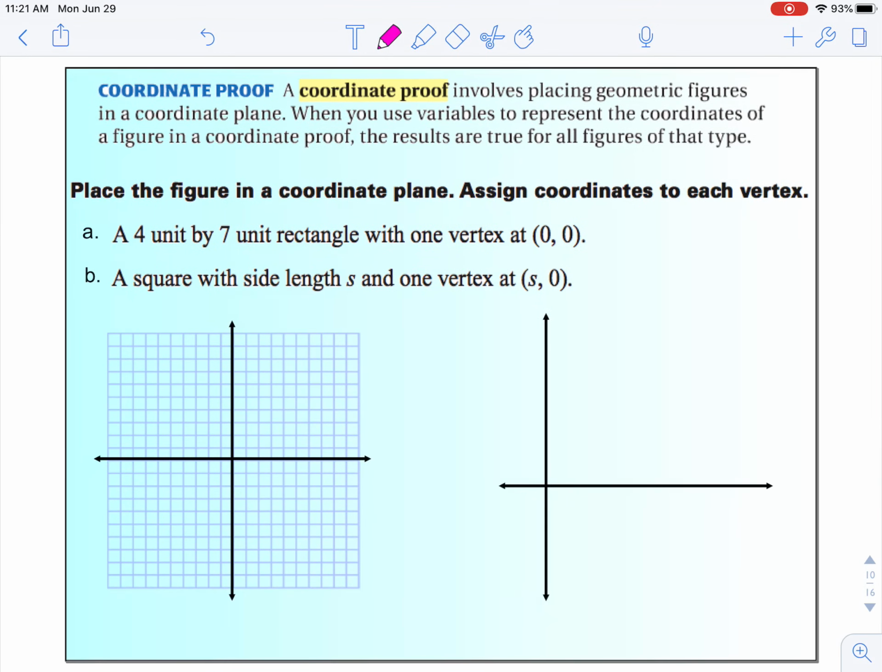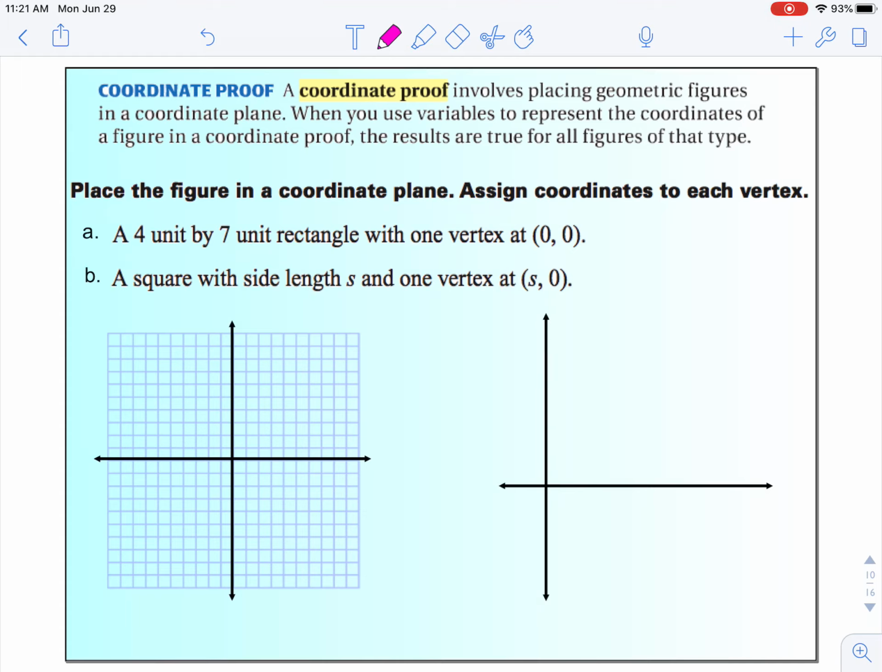So let's talk a little bit more about coordinate proofs. When we just verified the mid-segment theorem was true, we proved that it was true for one example. That does not prove that it's true for every example, and that's what a coordinate proof involves. A coordinate proof involves placing geometric figures in a coordinate plane, and we're going to use variables to represent the coordinates, not just a specific example, so it works for every example placed in that particular position with those givens.